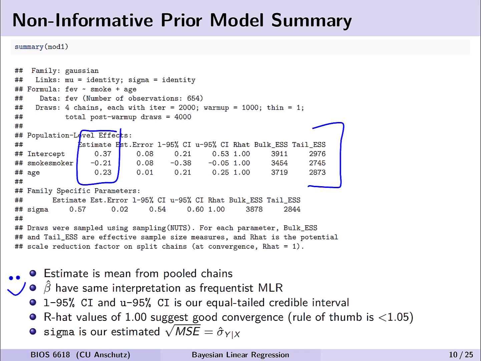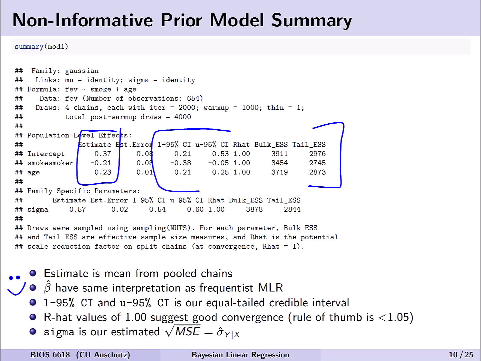Let's look at age, for example. For a 1 unit increase in age, we would say that there's on average a 0.23 increase in liters for FEV after adjusting for the other variables in the model, in this case smoking status. Now this is nice because it keeps it easy to interpret, whether it's frequentist or Bayesian.